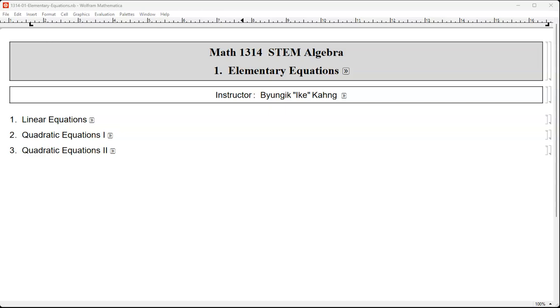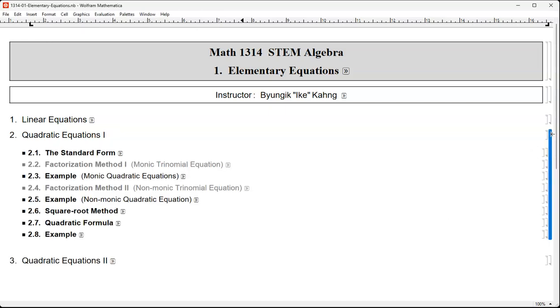Hello students, welcome back. We completed section 1. Now let's go to section 2 and study quadratic equations. Again, most of it will be reviews, if not all.